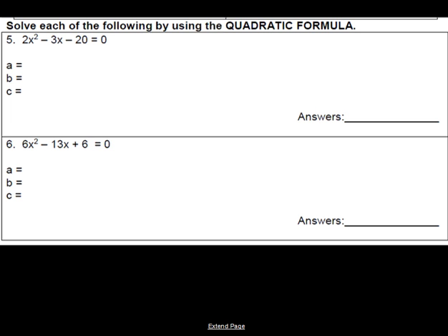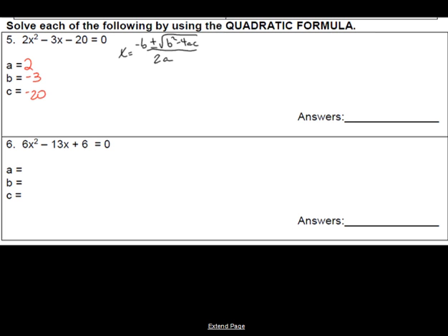Our next section says solve each of the following by the quadratic formula. Remember, the quadratic formula is x is equal to the opposite of b plus or minus the square root of b squared minus 4ac, and that's all over 2a. Here we already have our ABC set up for us, so I'm going to plug in my a, which is 2, b is negative 3, and c is negative 20.